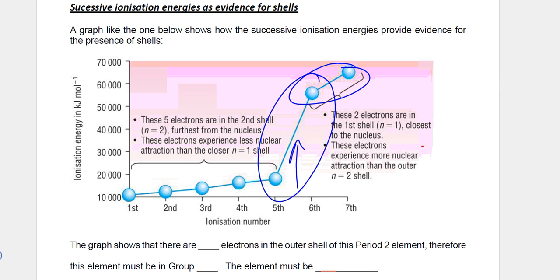Okay. So looking at that graph, it's showing us that there are 5 electrons in the outer shell. If we are told that this element is in period 2, obviously what you're then going to do is work out which element is in period 2 in group 5, and clearly you would expect that to be nitrogen. Must be in group 5, and it must be nitrogen. There we are.